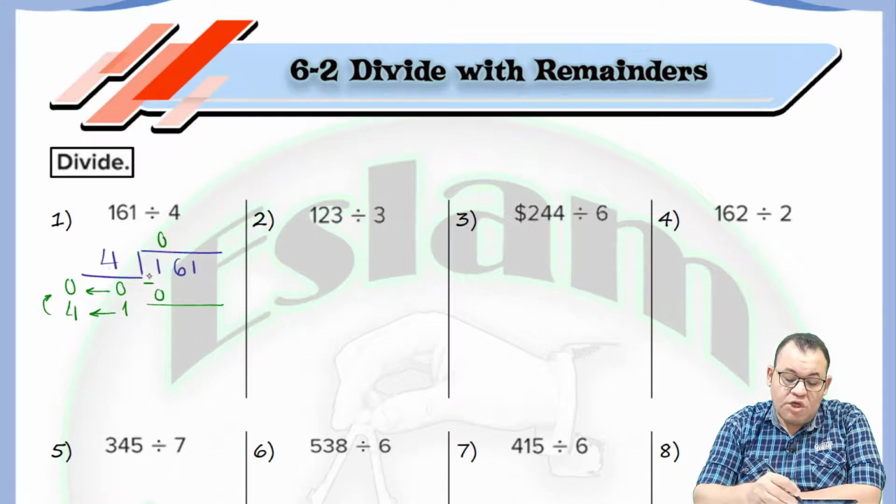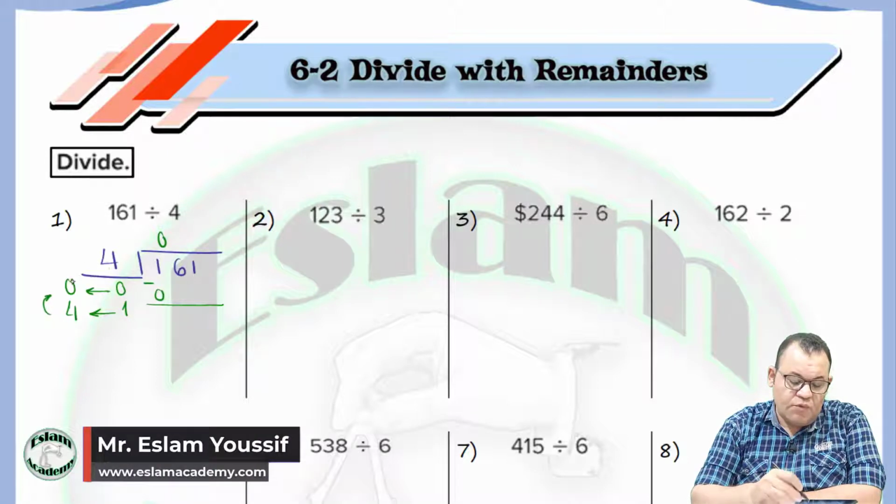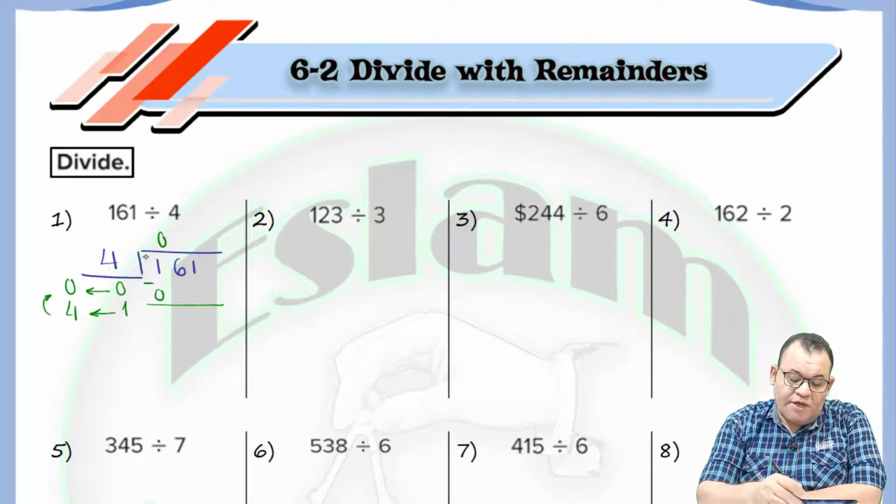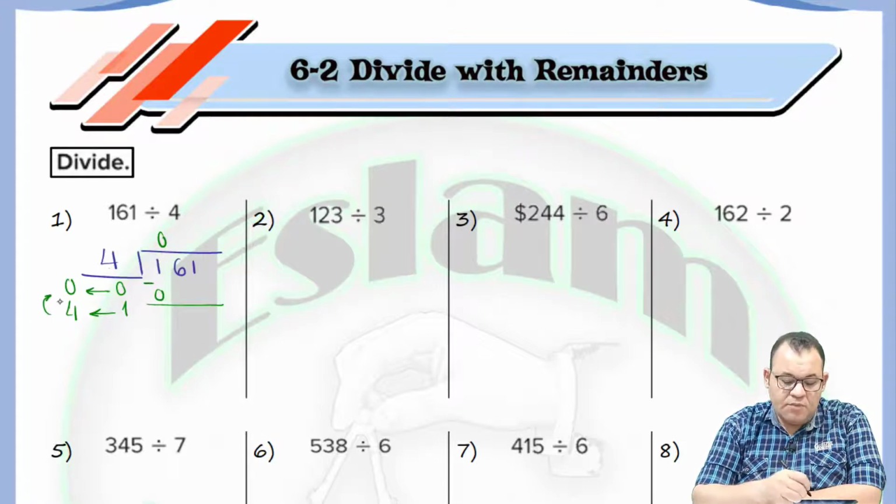So again, I will start by using the first digit here, which is 1. Now I need to find a number that, multiplied by 4, equals 1 or is closest to 1. You will find that 0 multiplied by 4 equals 0, and 1 times 4 equals 4. Because 4 is greater than 1, I will not use it. I will go one step back. We will use 0. We will write 0 up and 0 down. 0 up is the number that you multiplied by 4 to make the 0 down. Now subtract them. 1 minus 0 equals 1. After that, I will bring down the next number, which is 6.